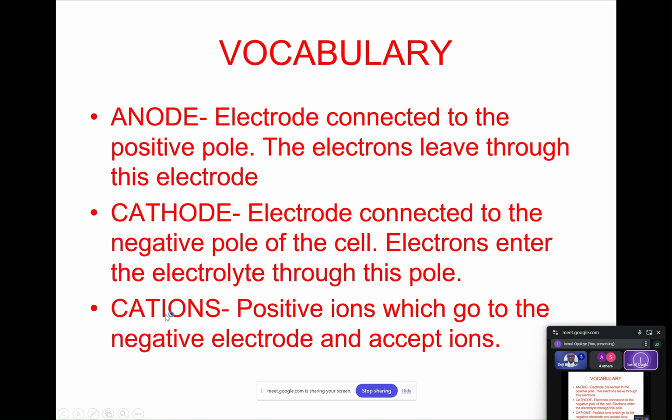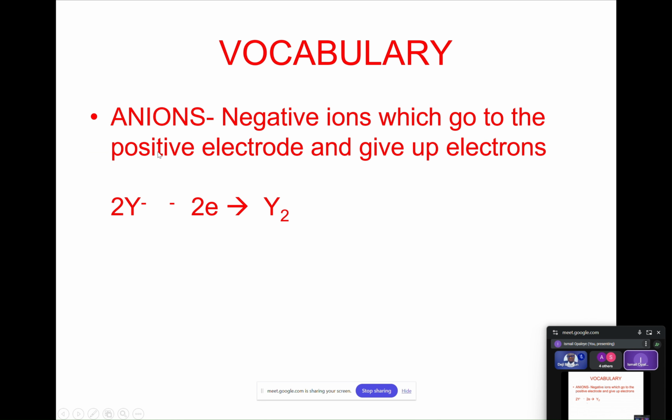Now there are some ions that you need to know as far as electrolysis is concerned. When the solution of the electrolyte is broken down, it's split up into the various component ions that make it up. You may have the positive ions and the negative ions. The positive ions are called cations. These are positive ions which go to the negative electrode and accept electrons there. And anions are the negative ions which go to the positive electrode and give up electrons.